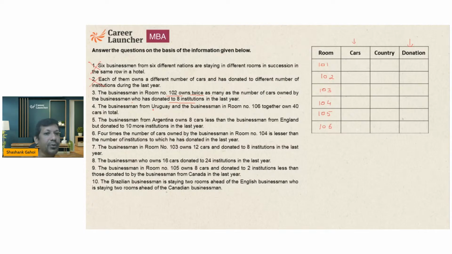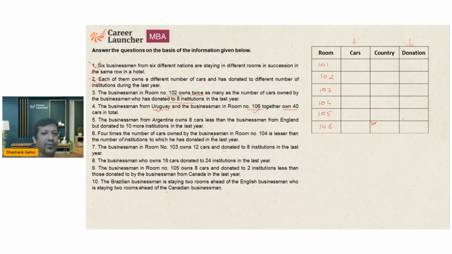The businessman from Uruguay and the businessman in room 106 together own 40 cars in total. Okay. So there are going to be 40 cars in total with the businessmen from Uruguay as well as room 106. It means I can conclude that in 106 I cannot have the country as Uruguay. This is what I do. But still I'm just keeping it open. Now this is not talking about room numbers, so I'm just going to leave it for now.